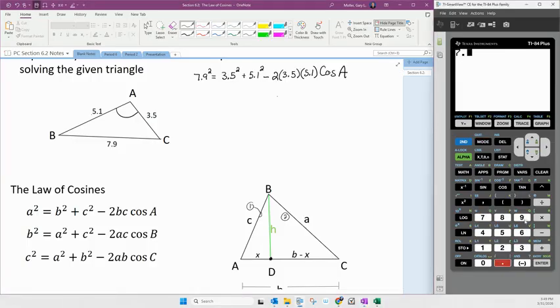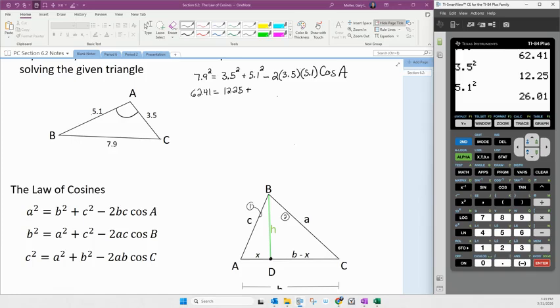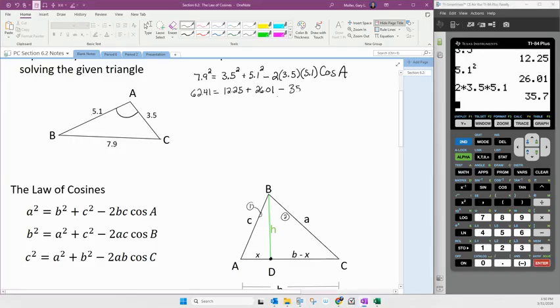So 7.9 squared, that's 62.41, equals 3.5 squared, which is 12.25, plus 5.1 squared, which is 26.01, minus 2 times 3.5 times 5.1, which is 35.7, times the cosine of A.